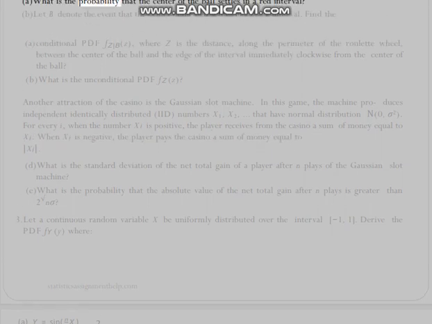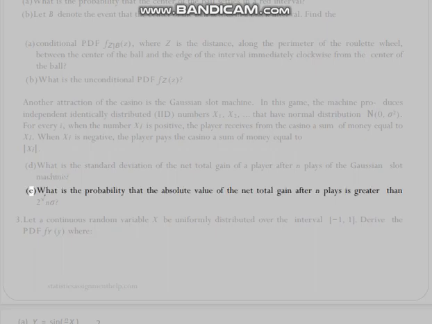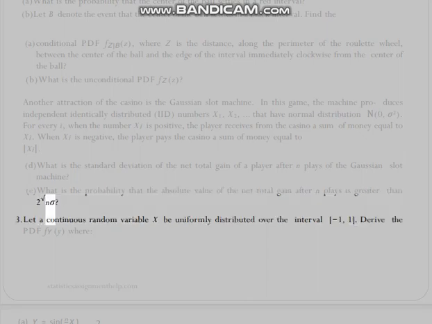A. What is the probability that the center of the ball settles in a red interval? B. Let B denote the event that the center of the ball settles in a black interval. Find the expected net gain of the player on one play. D. What is the standard deviation of the net total gain of a player after n plays of the Gaussian slot machine? E. What is the probability that the absolute value of the net total gain after n plays is greater than 2 square root n sigma?